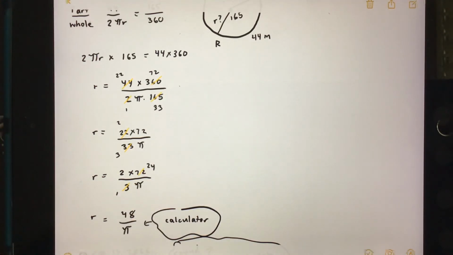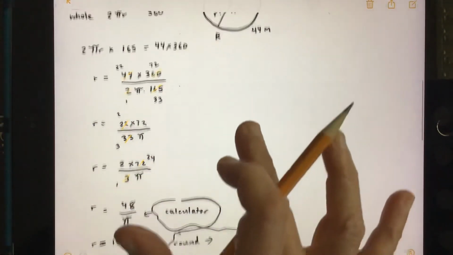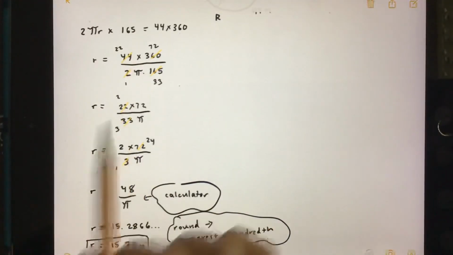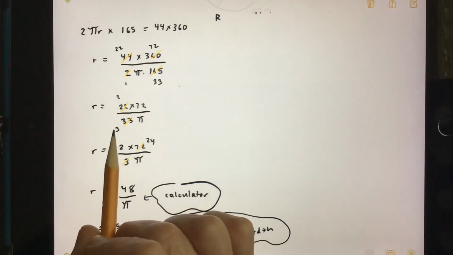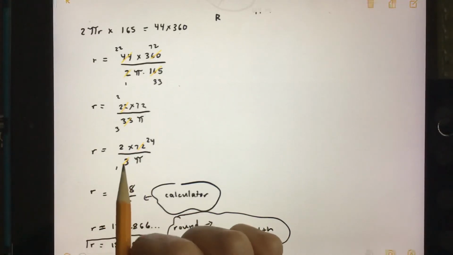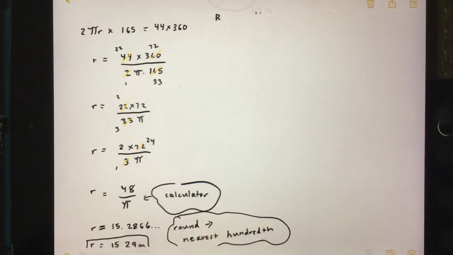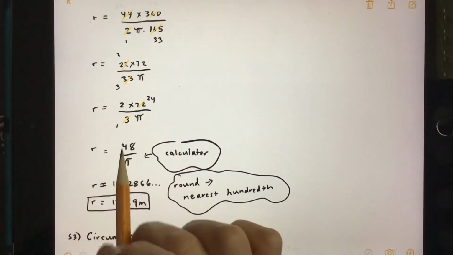165, divide that by 5, and I'll have 33. Again, I can think, what's that divided by 10? 16.5. Double that, and that gives me my 33. And then I decided to do some more reducing because I can. I notice that both 22 and 33 are divisible by 11. So I divide by 11 and get 2 over 3. There we have it. And then my final step in simplifying is dividing 3 and 72 by 3, giving me 1 and 24. So simplified, that gives me r is equal to 48 over pi.